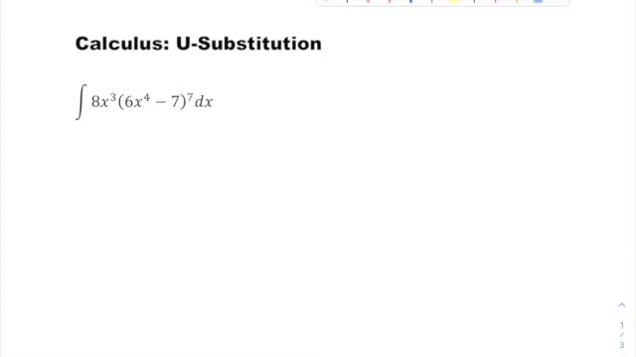A good tip for that is to let U be the inner expression. That's when the chain rule is used for derivatives, right? When you have something on the inside of a function other than just plain old x, you've got a composition of functions. So in this case, I'm going to look right here on the inside of that 7th power. You've got 6x to the fourth minus 7. I'm going to let that be my U value.